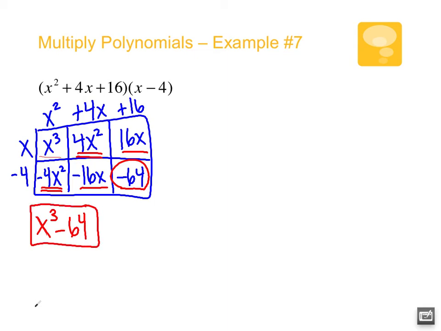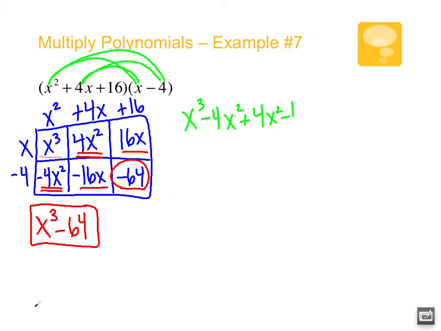Again, that's the way I prefer to do the problem because it's a good way for me to organize my work. Some of you draw these arcs. So x squared multiplied by x is x to the third. And then we have negative 4x squared. And then we have positive 4x squared. Negative 16x. Positive 16x, and then negative 64.